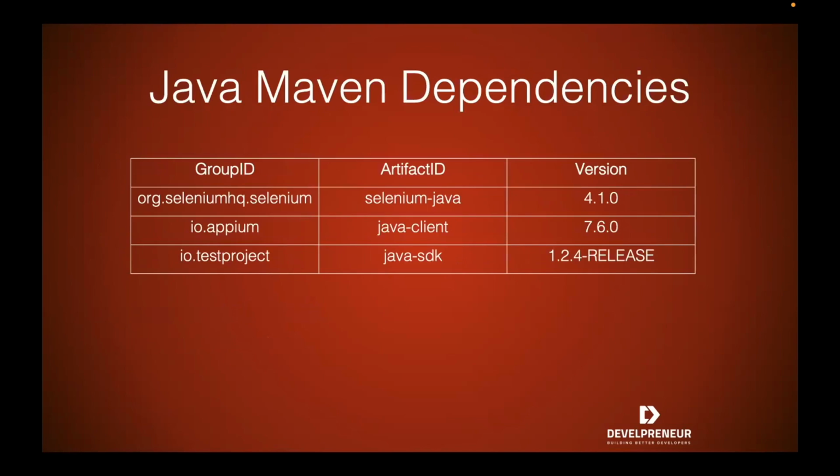In Java, when we export our mobile test or any of our TestProject tests to code, we're going to need some Java Maven dependencies in order to run this code from Java or from Eclipse. We'll need to make sure we include Selenium Java. We need to get IO Java client and IO TestProject. For mobile testing, when you export your mobile tests, they export to Appium, so you'll need the Appium client.